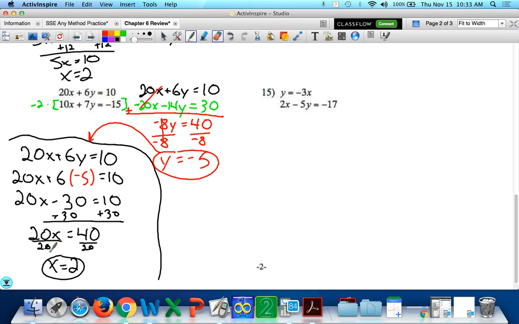That's the other half of my answer. So my full answer is 2, negative 5. Make sure you indicate that somehow. Square it in. Put a star by it. Something that lets me know, as the person grading it, hey, that's my final answer.